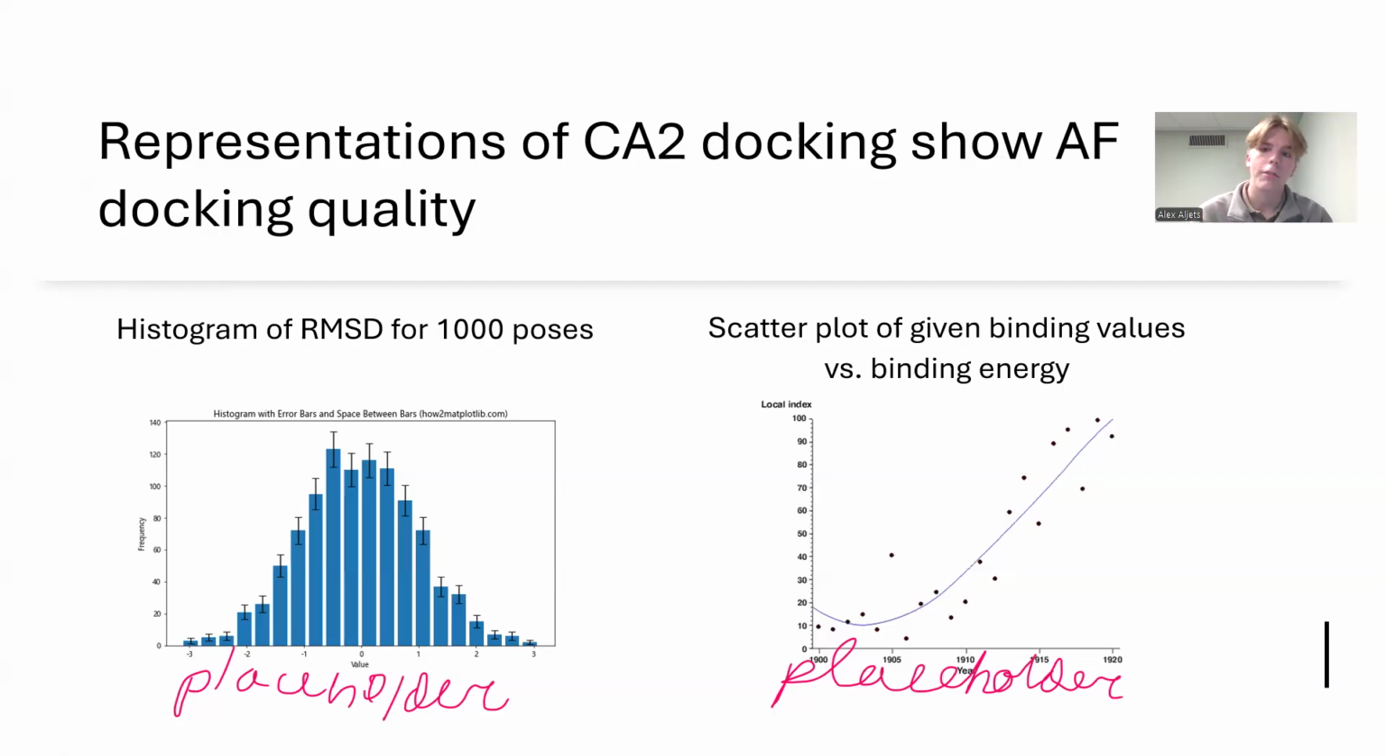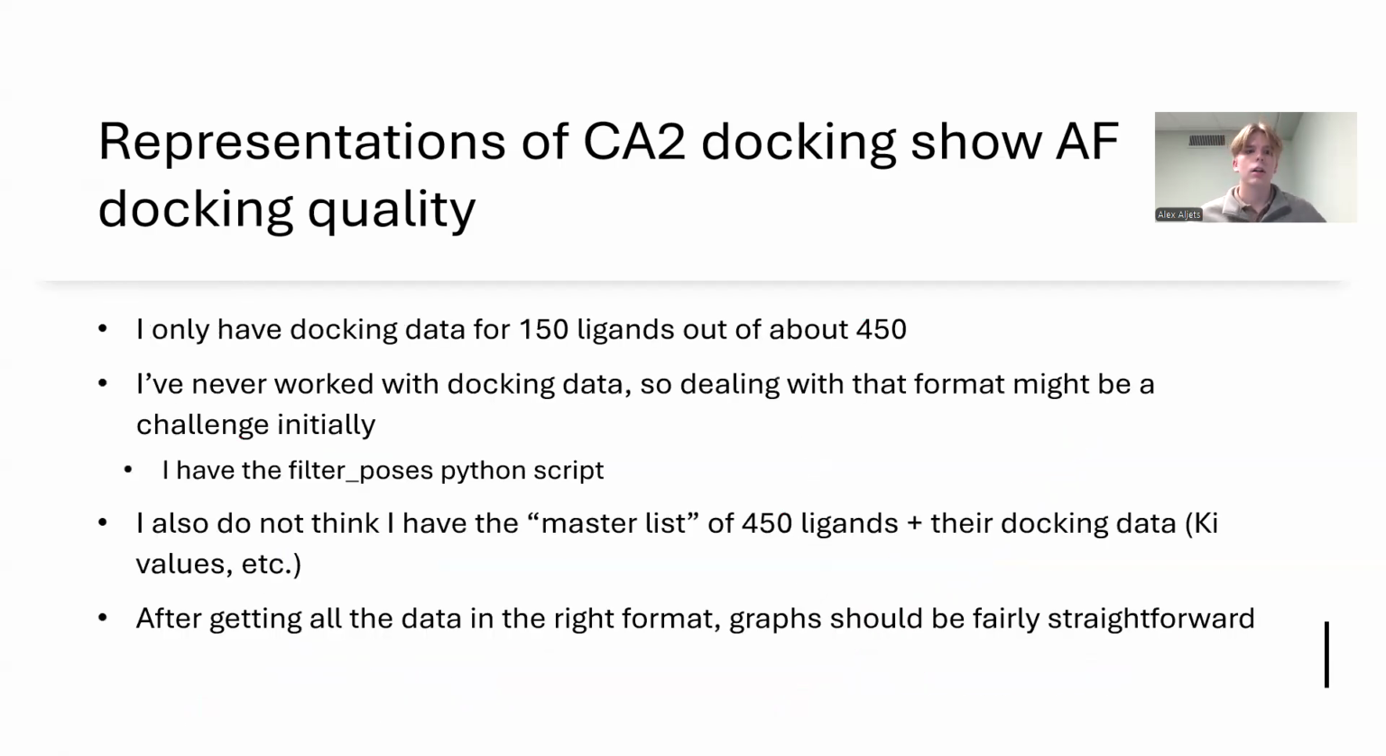And then a scatter plot of the binding values against the binding energy. The binding values would be those Kis and IC50s and that kind of thing. Hopefully there's a correlation between those, showing that our docking data holds accurate to the results that we found, or the results that other people have found, which would be nice. It'd be good data.